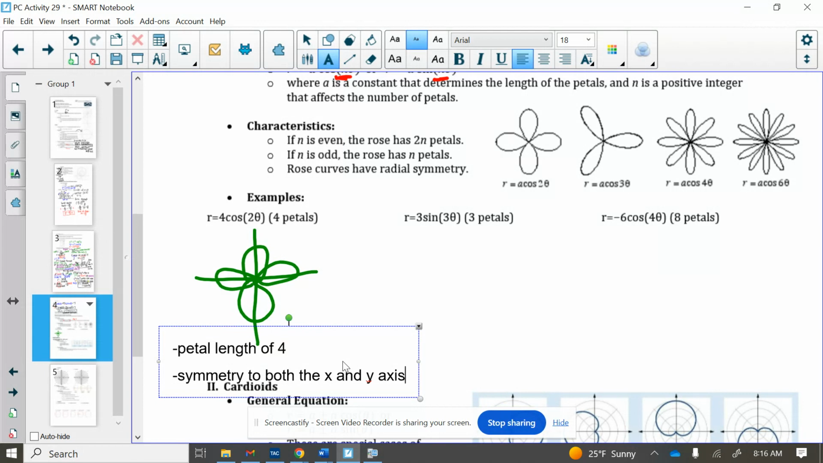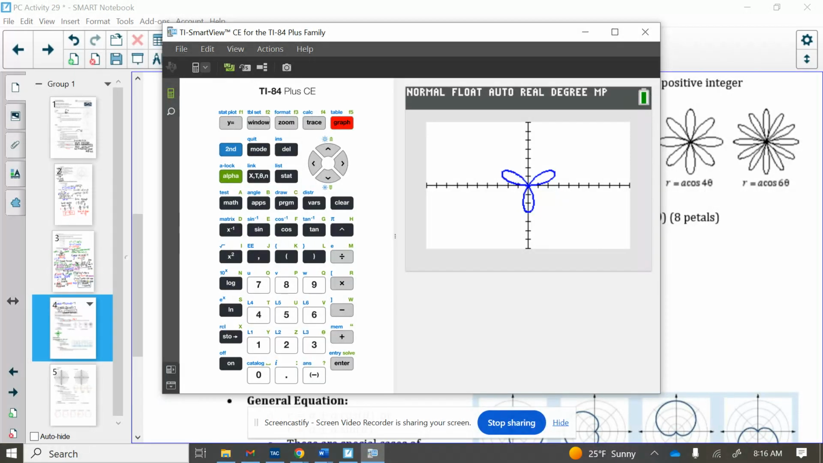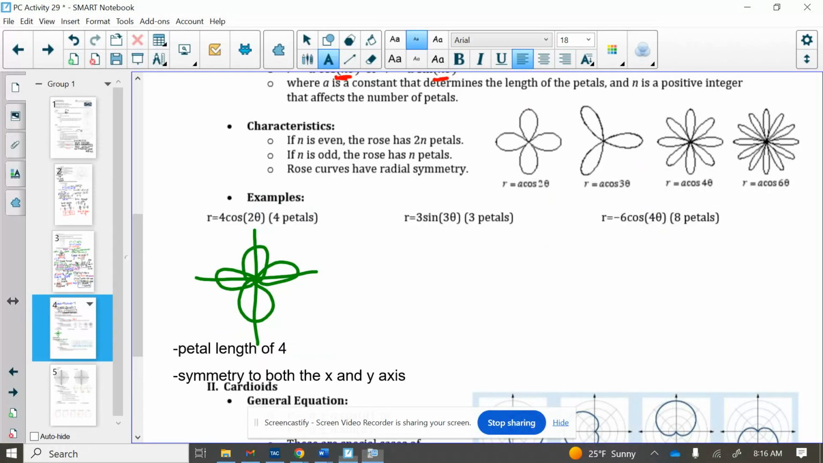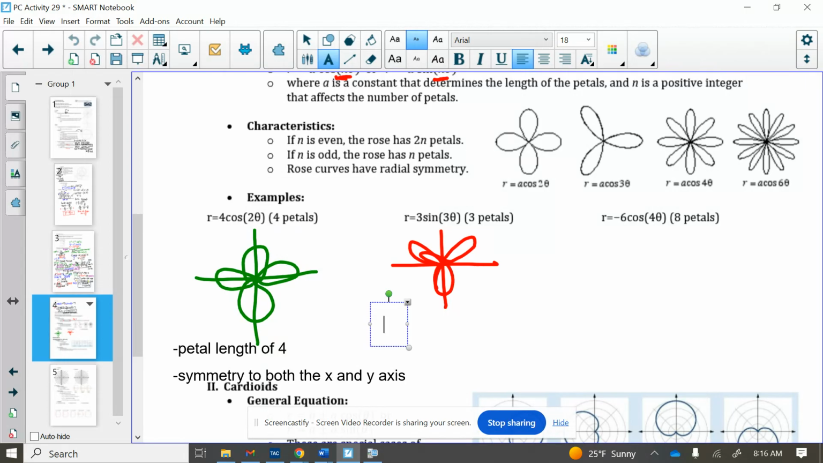If we look at the next one, we notice we have an odd n value. We have 3 sine of 3 theta. If we graph that, notice our symmetry is going to be a little different this time. If we just rough sketch, it looks something like this. We notice the petal length is dictated by that value out front, 3 units long.